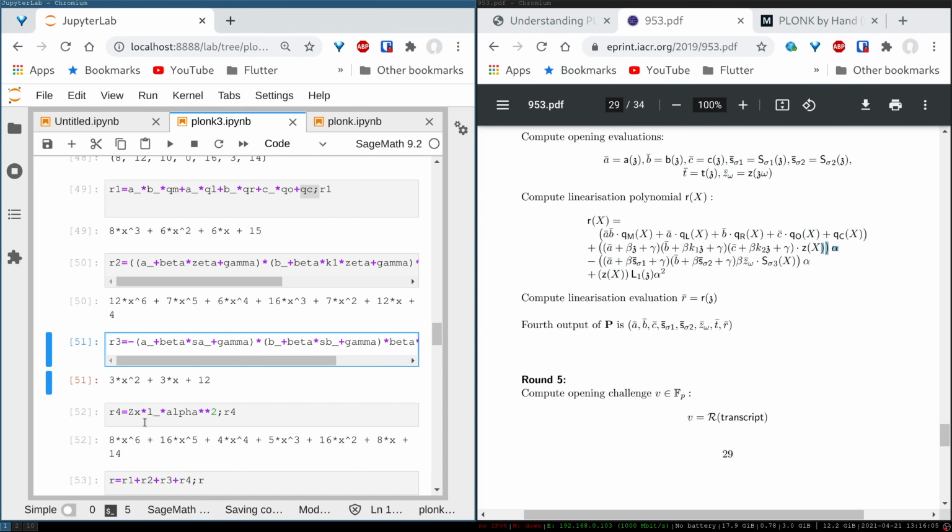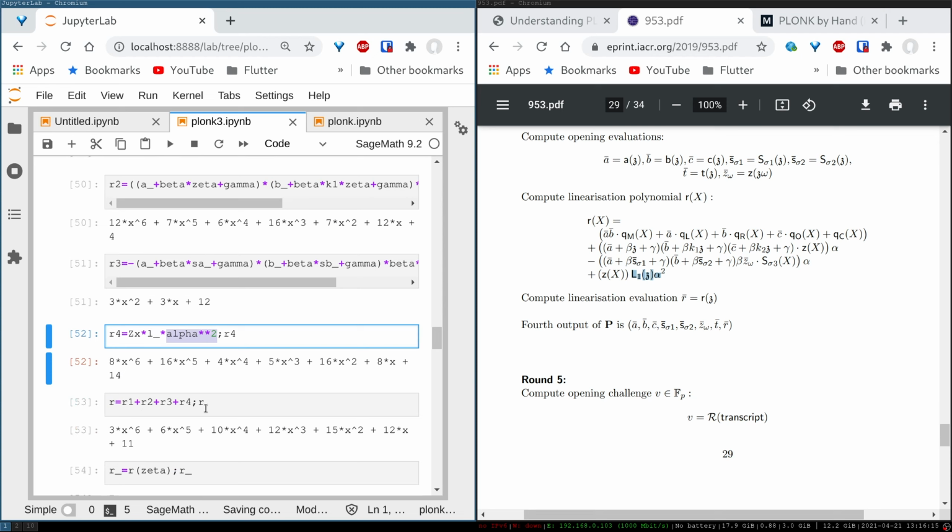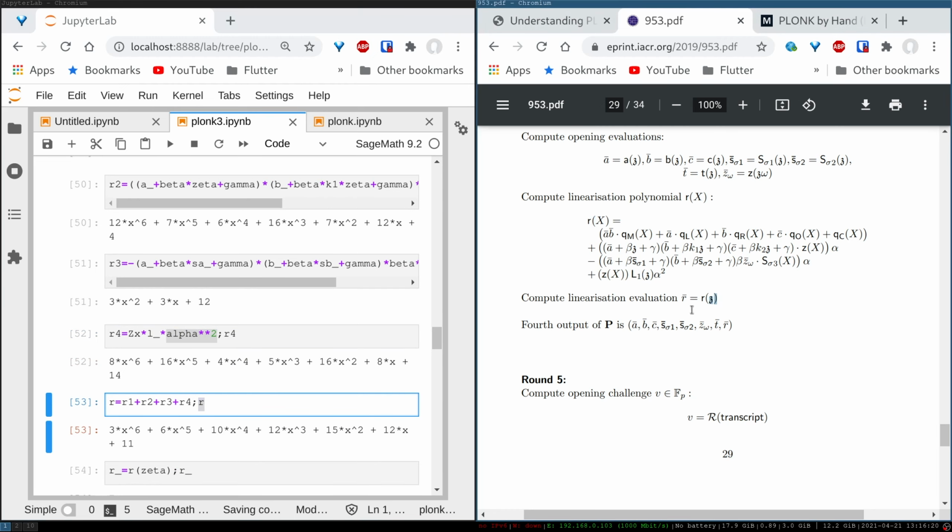The fourth term is Z(X) times L bar. This is our L bar times alpha squared. Right. So now we sum everything together, R1 plus R2 plus R3 plus R4, and that gives us our R polynomial, this R polynomial, which needs to be evaluated at zeta as well.